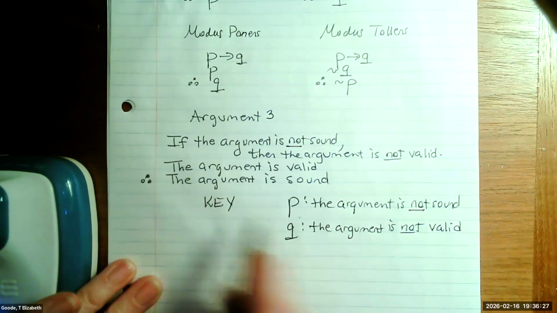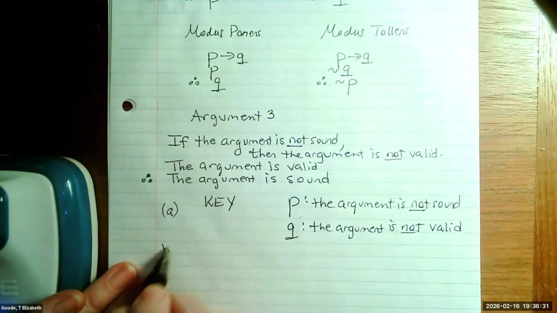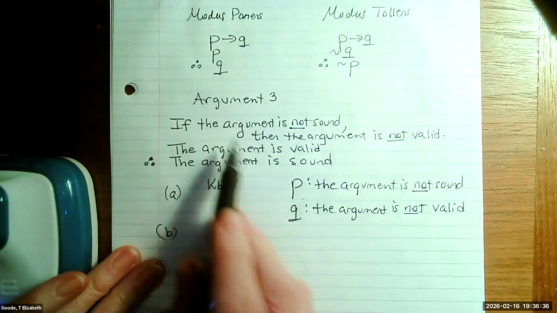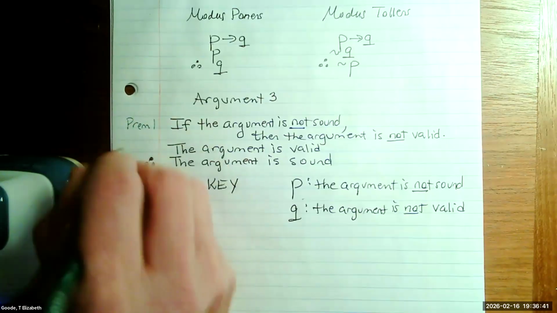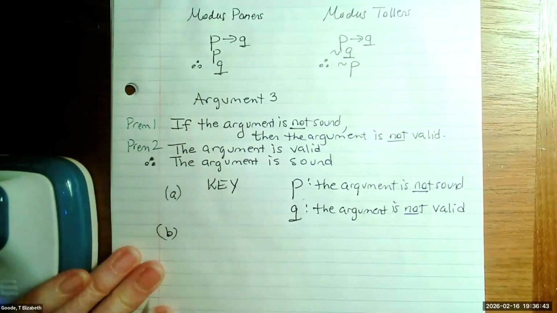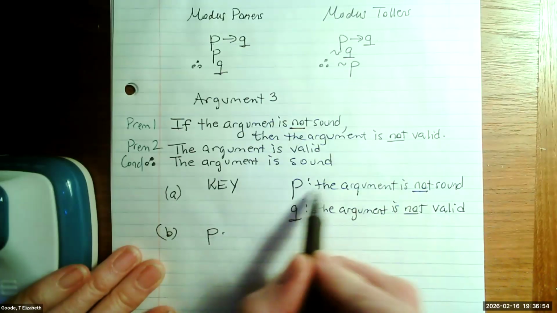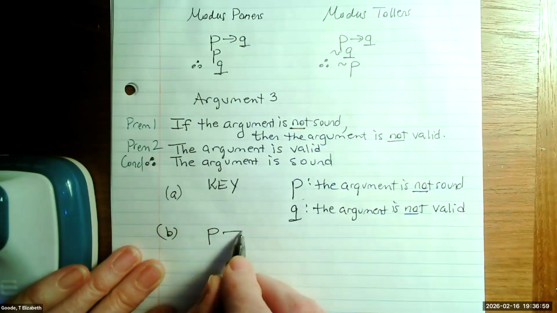Okay, great. So now that we've made the key, let's write the argument form using the P's and the Q's. We've got premise one, premise two, and a conclusion, right? So what's your first premise? Negation P implies negation Q. Well, if you're putting the not in with the P, it's just P implies Q.